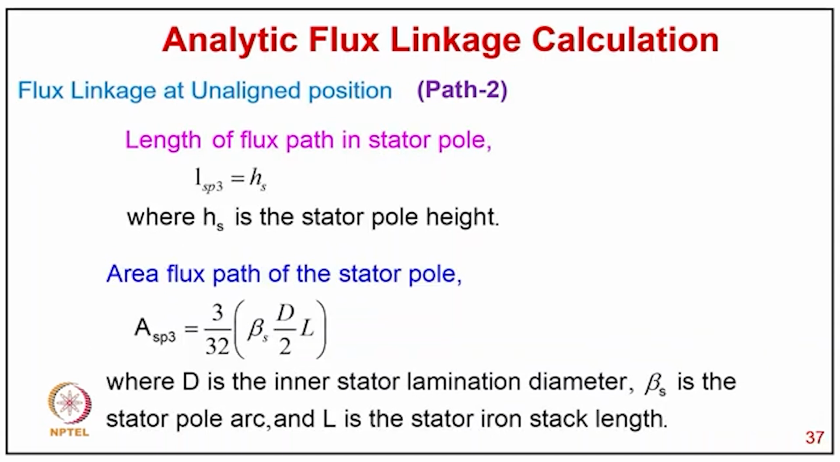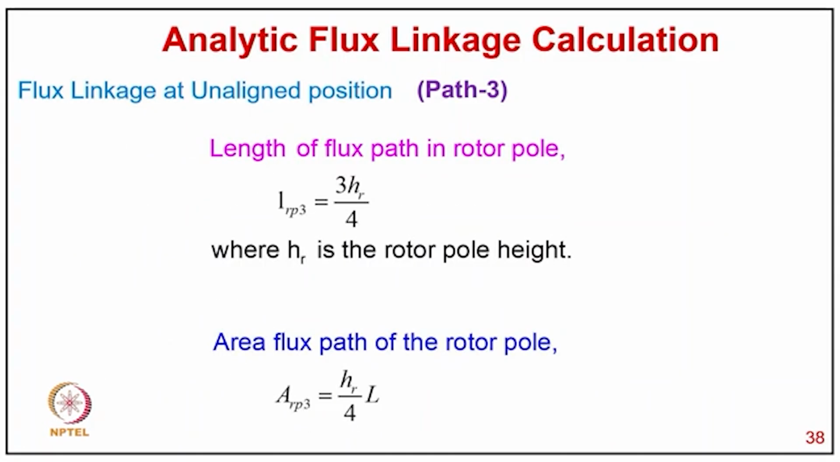Now the length of the flux path in the stator pole is LSP3 equal to HS, where HS is the stator pole height, and the area of the flux path of the stator pole is ASP3 equal to 3 by 32 in bracket beta S into D by 2 into L, where D is the inner stator lamination diameter, beta S is the stator pole arc, and L is the stator iron stack length. The length of the flux path in the rotor pole is LRP3 equal to 3HR by 4, HR is the rotor pole height, and the area of the flux path of the rotor pole is ARP3 equal to HR by 4 into L.